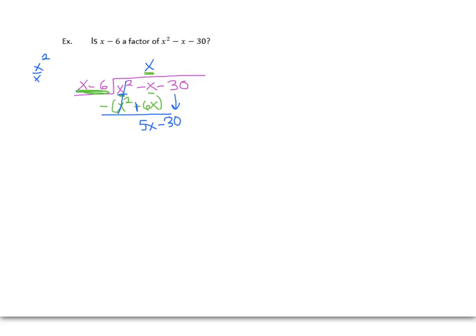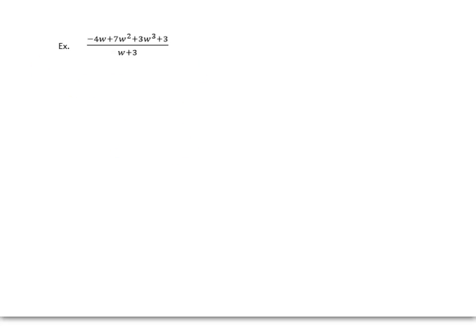I say, what do I multiply x by to get 5x? And so that's going to be a 5, a positive 5. And then I multiply the 5 into the x and the minus 6. So that gives me 5x minus 30. But I subtract that, and so that gives me 0, and so I don't have a remainder. So yes, this really is a factor of what we started with. Alright, we're going to do another long division problem.